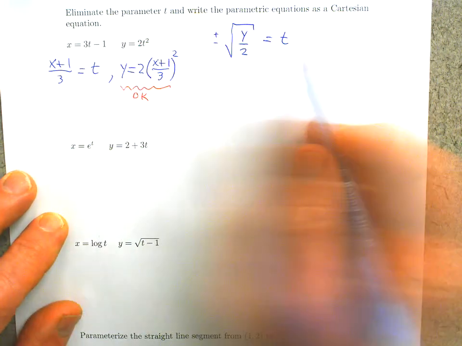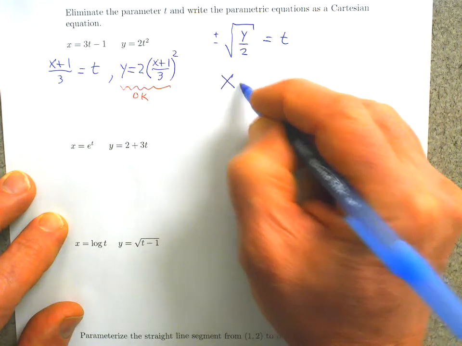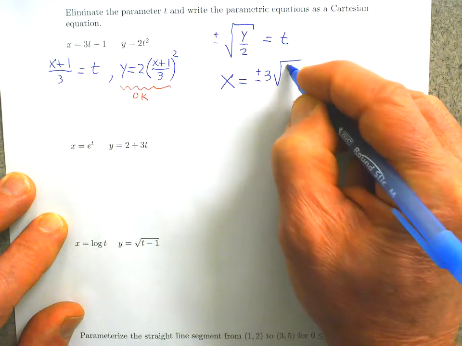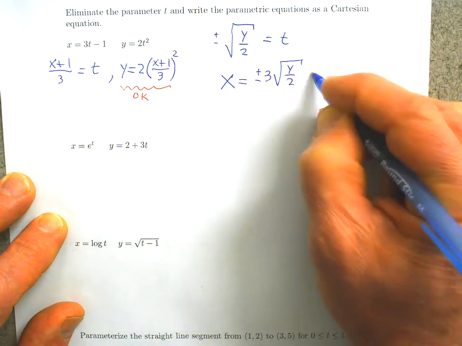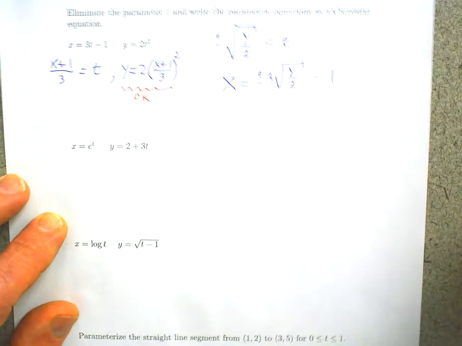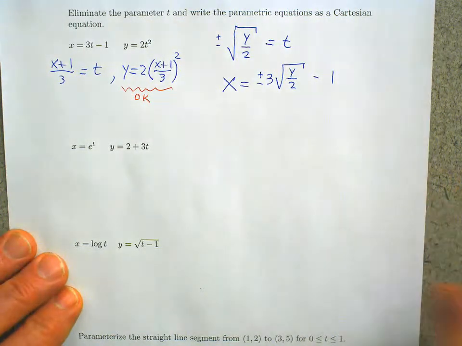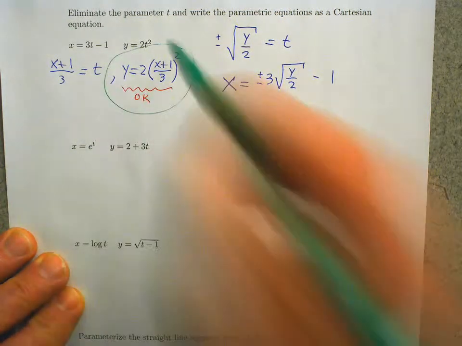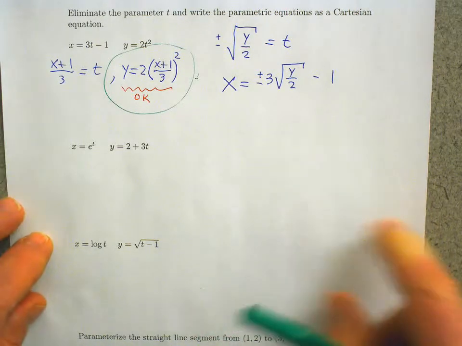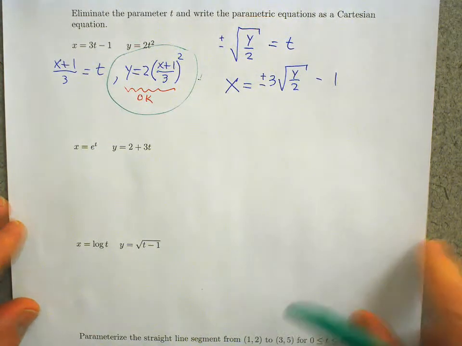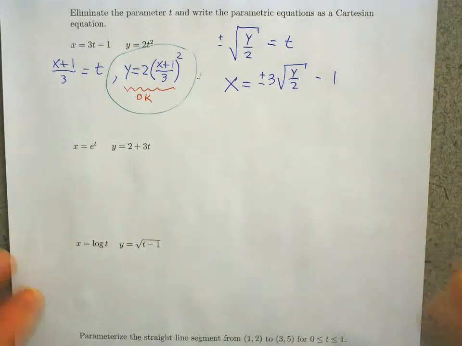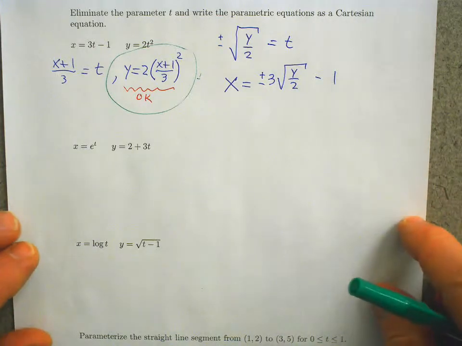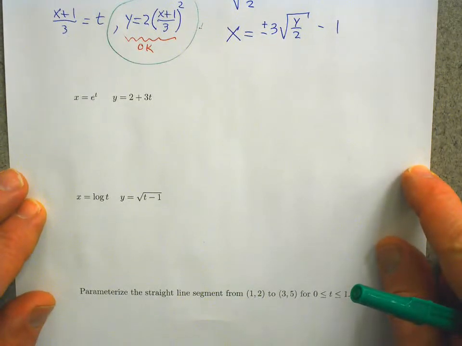And then in the other equation, we write x equals positive and negative 3 times the square root of y over 2 minus 1. So if I had to choose which one of those I would like the best, I think this one would be my choice. Okay, but they're equivalent, so just pick the one you like. All right, the next one.